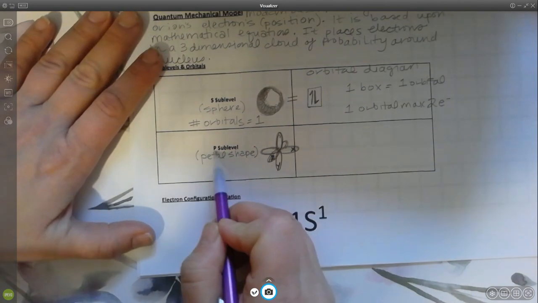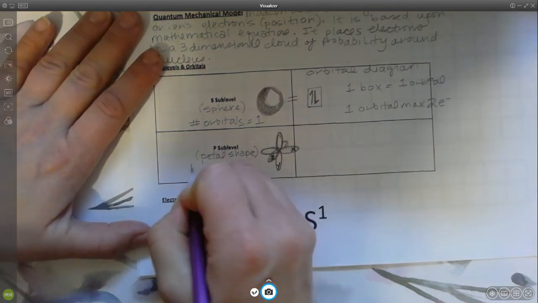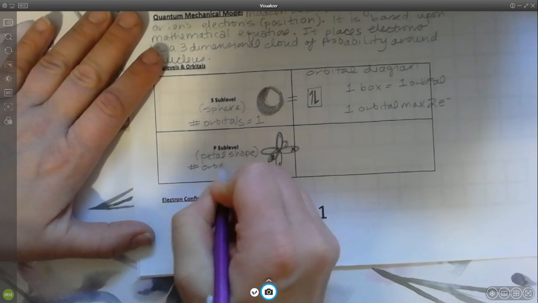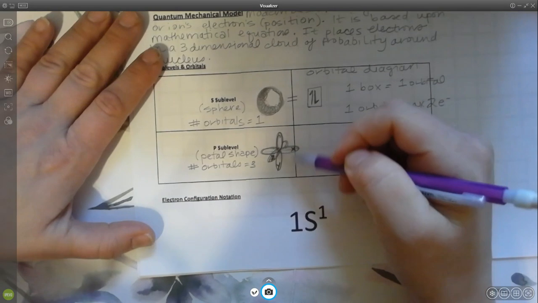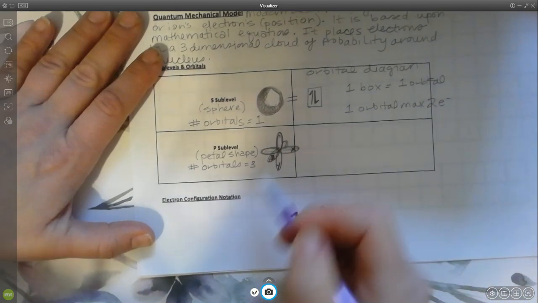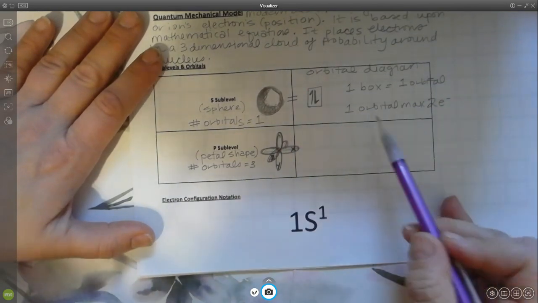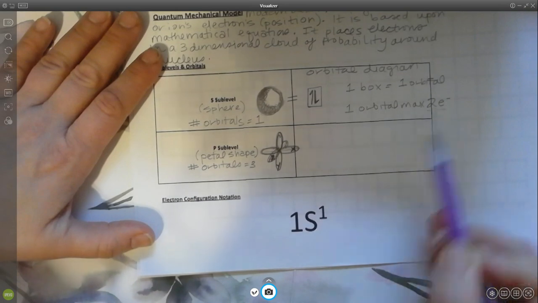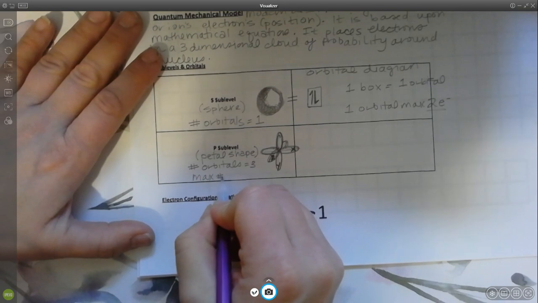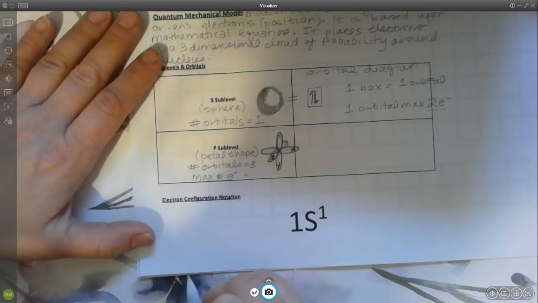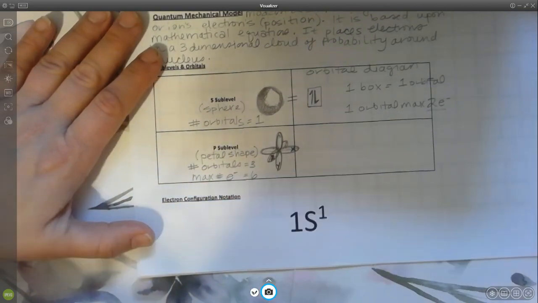So we like to say the p sublevel has 3 orbitals. So I'm going to say orbitals equals 3. We've got the x, the y, and the z. And since it says that each orbital can have a max of 2 electrons, and there are 3, the max number of electrons in the p sublevel is 6.